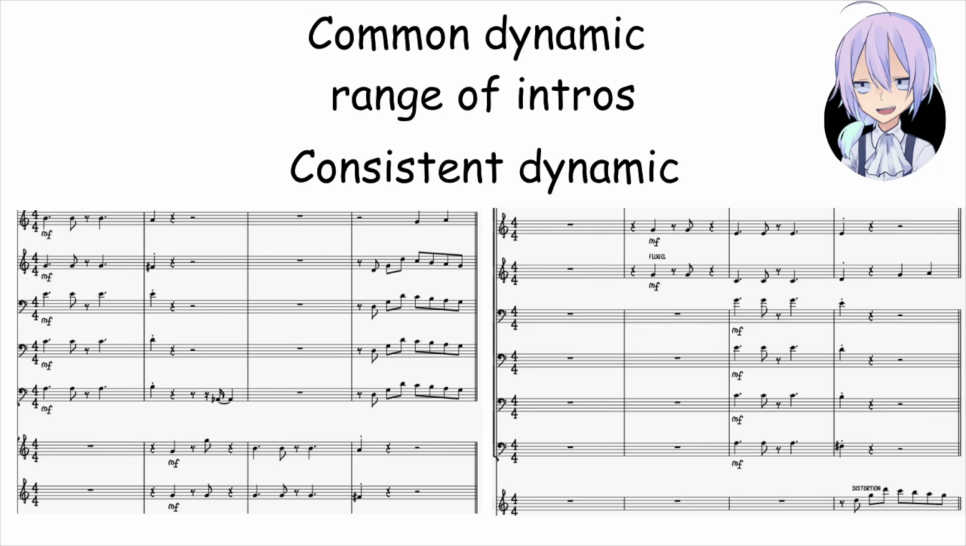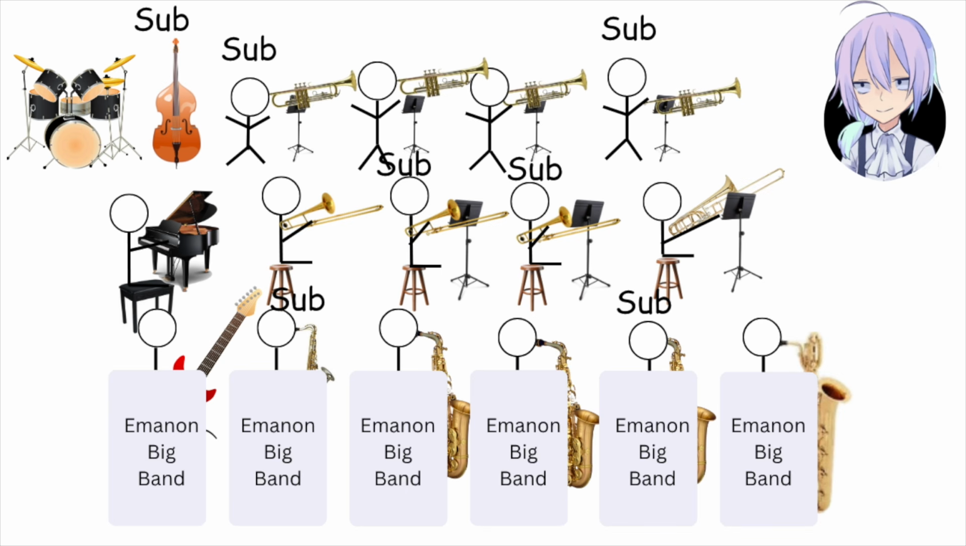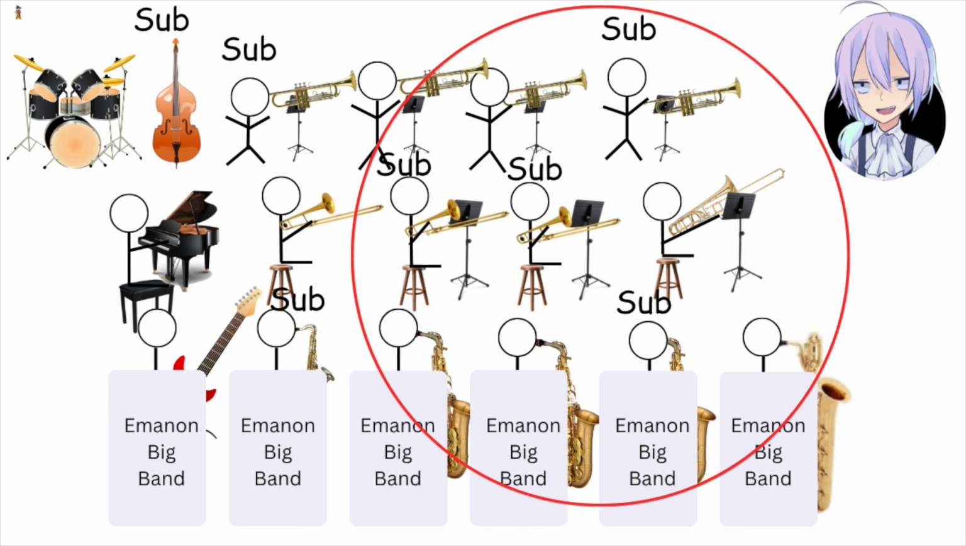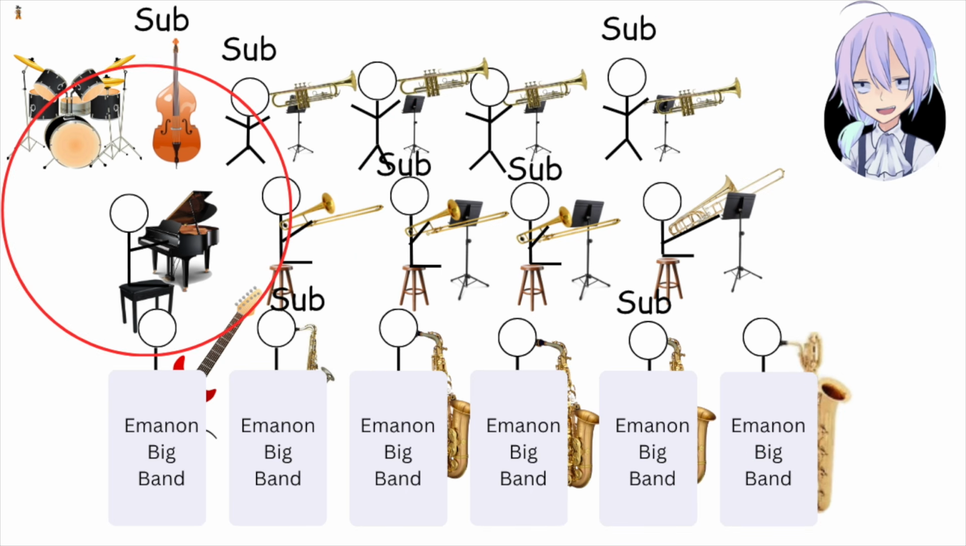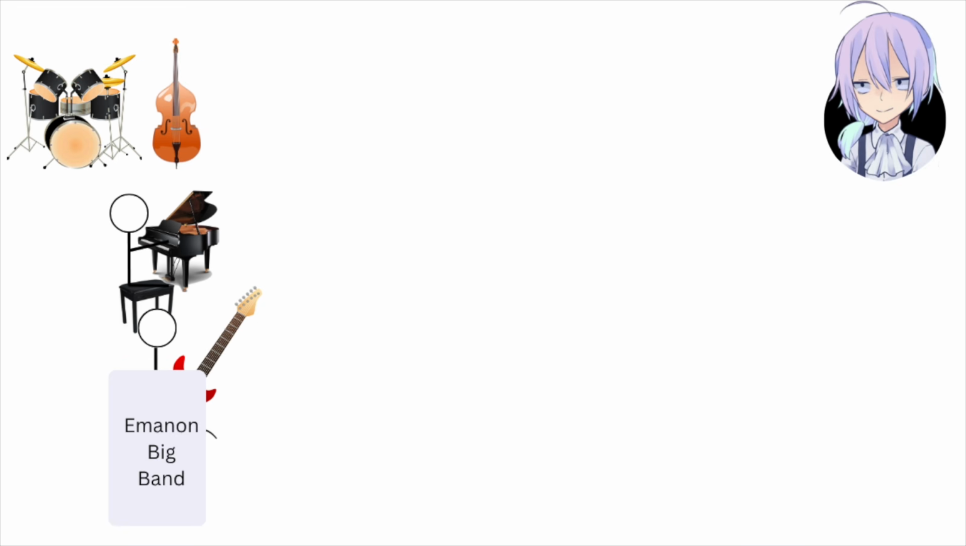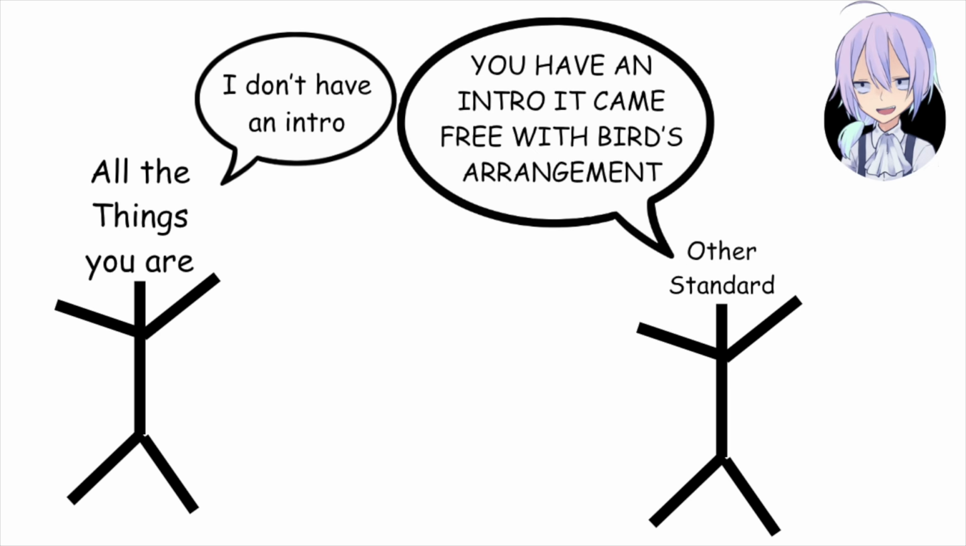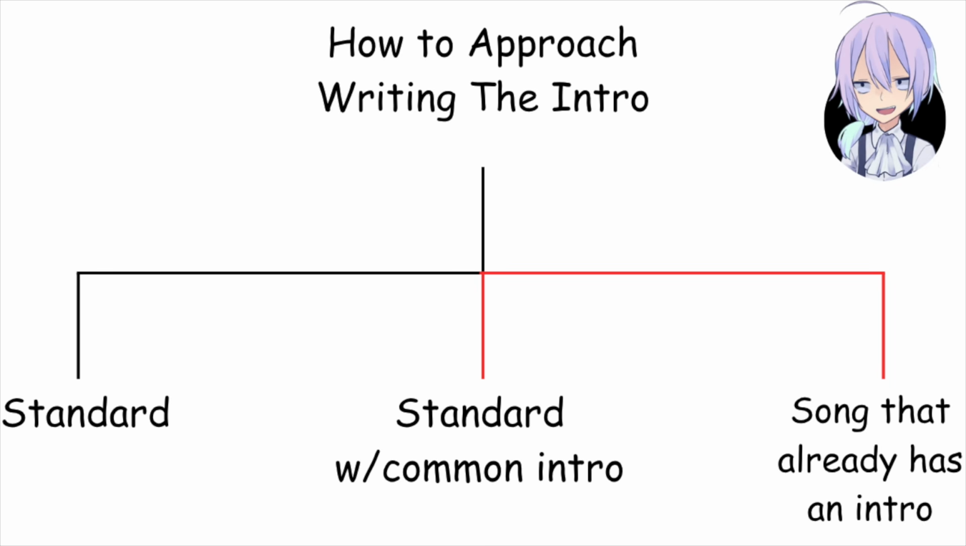Also, if you put in the work to get 13 horn players, please use at least some of them on the intro. If you just use the rhythm section, it might as well just be a combo chart. However, if the intro came free with the song, that makes this part a lot easier.